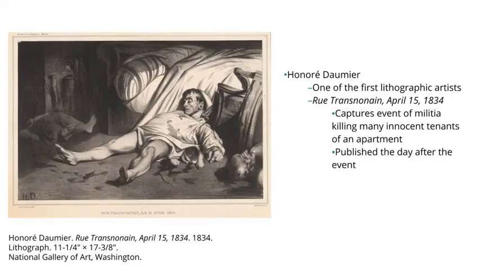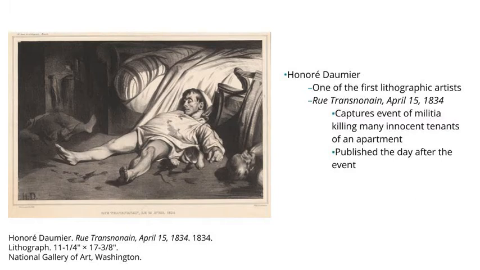So here is an example of lithography by Honoré Daumier, and he was one of the first lithographic artists, one of the first people to really popularize this. This piece is called Rue Transnonain, April 15th, 1834. That's in the title of the piece. That's not the date it was made, although it was made in 1834. So, it could have been made on April 15th. We don't know. But it captures the event of militia killings of many innocent tenants of an apartment.